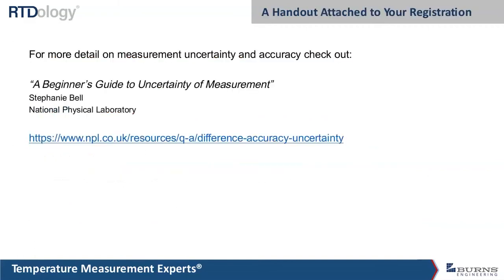And what I really like is this beginner's guide to uncertainty of measurement. This goes through in very plain, easy to understand language, talks about the difference between what accuracy is and what uncertainty is, and how to go about creating that uncertainty number for a particular measurement. And the link below here is just an excerpt from that article that talks specifically about accuracy and uncertainty. And it does a really good job of explaining it.